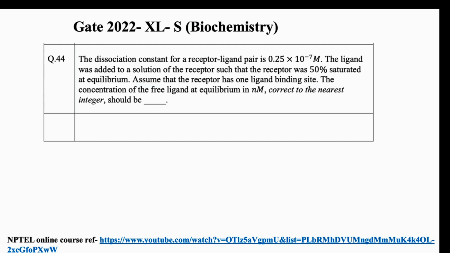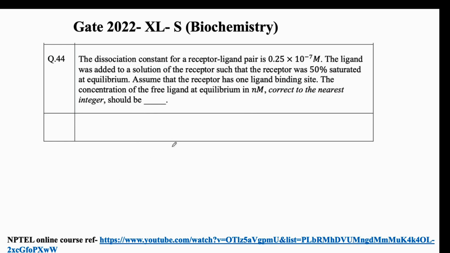So this is GATE 2022 Life Sciences Biochemistry section, question number 44. The dissociation constant for a receptor ligand pair is 0.25 into 10 to the power minus 7 molar. The ligand was added to the solution of the receptor such that the receptor was 50% saturated at the equilibrium. Assume that the receptor has one ligand binding site. The concentration of the free ligand at equilibrium in nanomolar, correct to the nearest integer, should be dash.